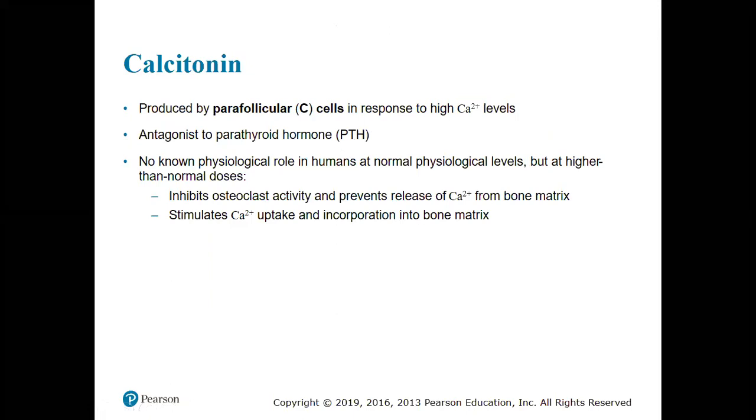Now, it says no known physiological role in humans at normal physiological levels, but at higher than normal concentrations, right? Because remember what we're talking about, calcium levels at high concentrations, it inhibits the osteoclast, right? That goes back to the skeletal system. We start looking into bone marrow and all that kind of stuff. And we then see, okay, it inhibits osteoclast activity and prevents the release of calcium from the bone matrix. So this will then stimulate calcium uptake and incorporation into bone matrix. So that's calcitonin.